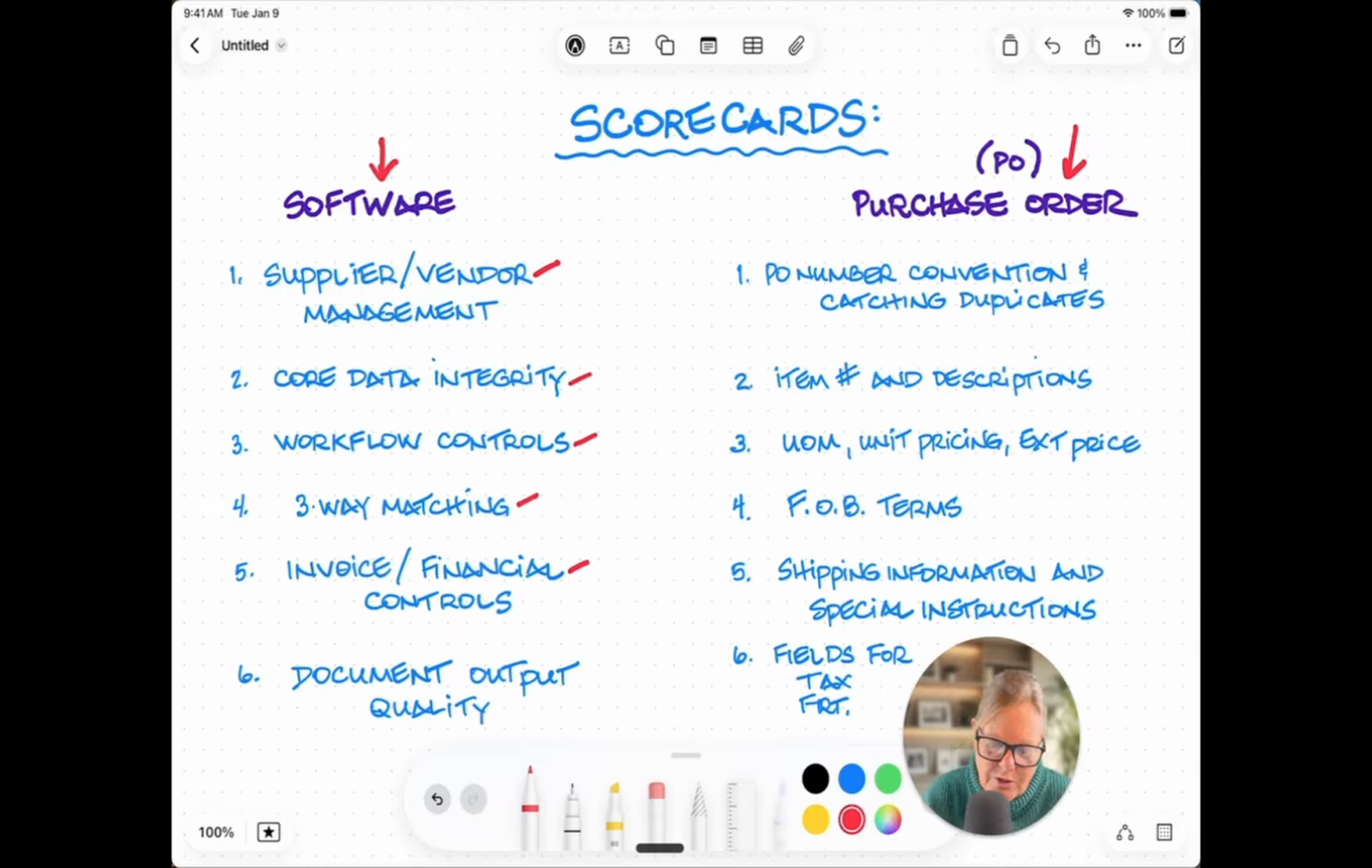And then also the document output quality, which means when you're creating a purchase order, for example, and you send it off to a vendor, you want to make sure that it comes out at their end in a very readable format and there's nothing missing.